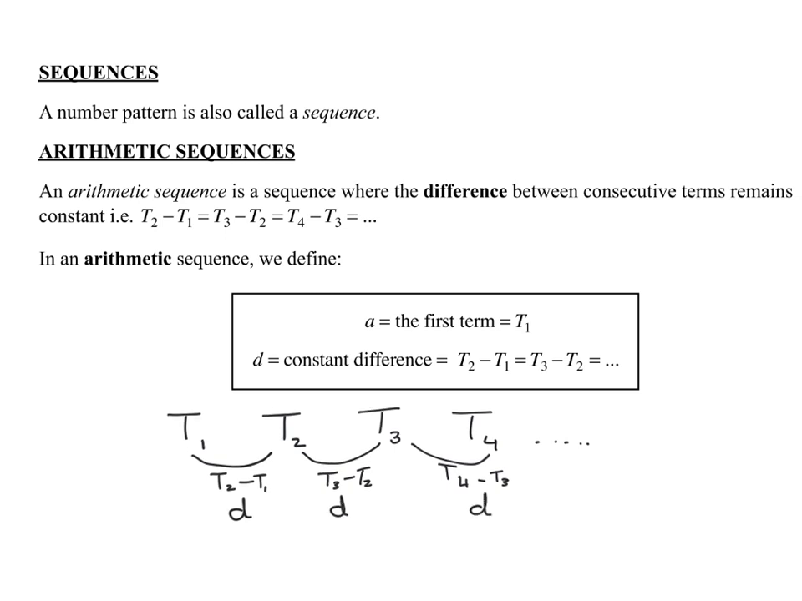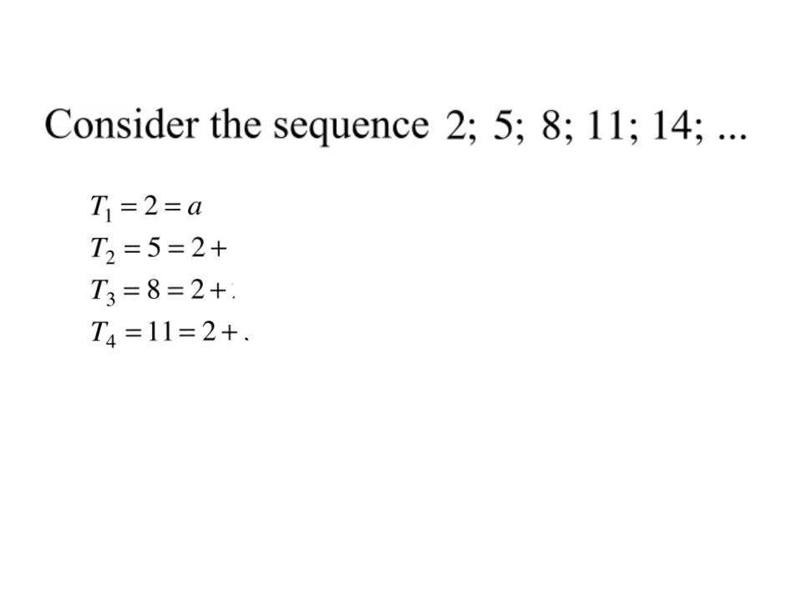Let's consider the sequence 2, 5, 8, 11, and 14. The constant difference between these terms is 3. Plus 3: 2 plus 3 is 5, or 5 minus 2 is 3, and the same for 8 minus 5. So you get a constant difference of plus 3 between the consecutive terms. Therefore, D is equal to 3. A is the first term, and that's equal to 2.